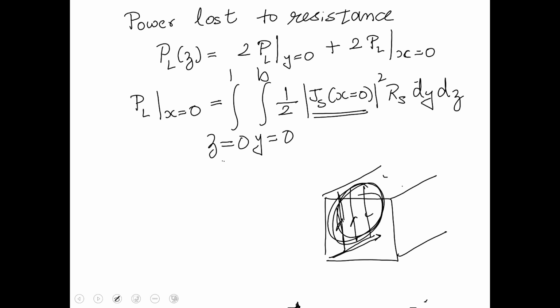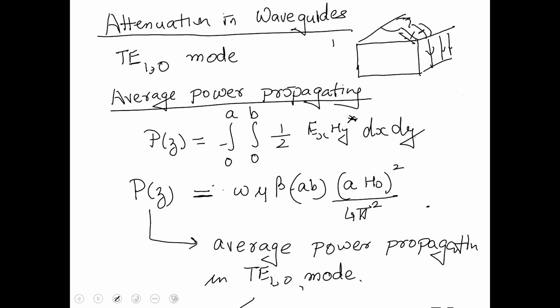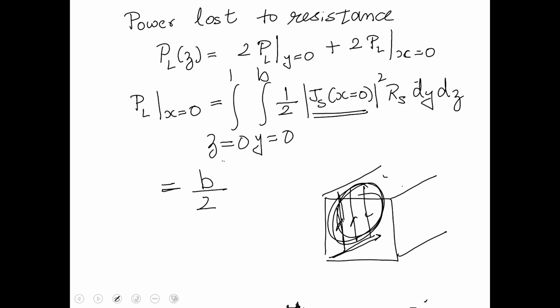We had already calculated Js yesterday, and if you put the term in, you get b by 2 from yesterday's term. It's a very simple integral. This term is nothing but a constant. The current we know is flowing constantly in that region. So it will be b by 2 h naught square multiplied by the resistance we have for this case.